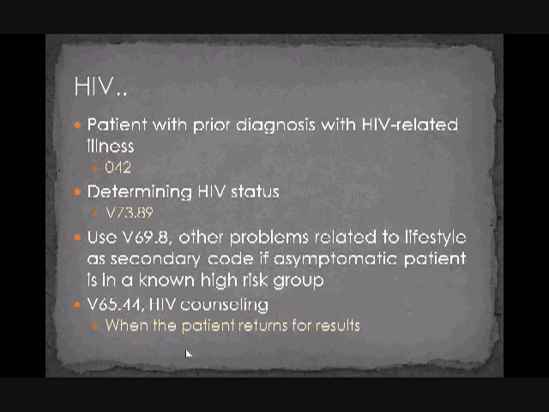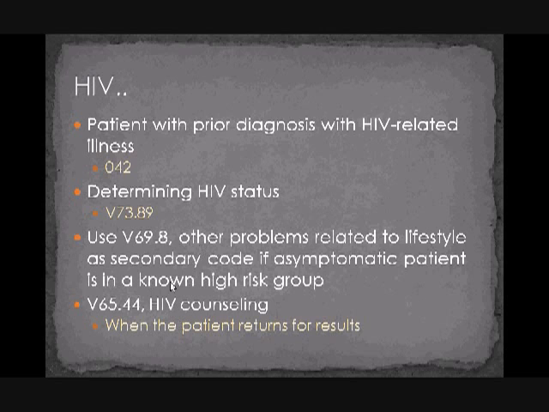So again, if you have a patient with a prior diagnosis of HIV related illness, you can code this individual 042. If the individual is coming in for just testing, trying to determine the HIV status, then you're going to give this person a V code. The V code in this case is V73.89. Once the individual comes back for counseling, you can give that person the V65.44. So when the person returns, after coming in for the status, this is the code the individual is going to get.